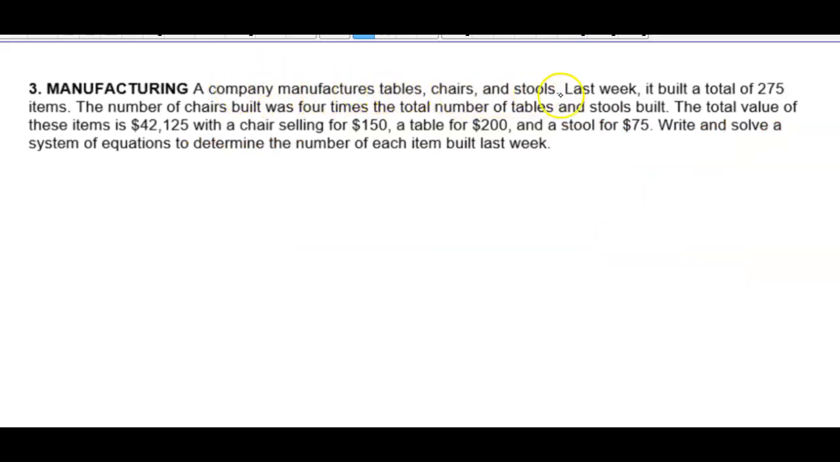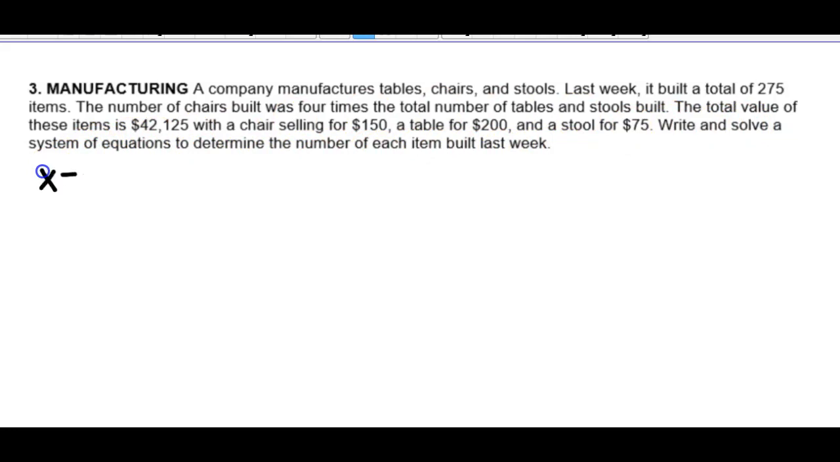Good grief. Okay. And then I have a word problem. Manufacturing. Tables, chairs, and stools. Last week it built 275 items. The number of chairs built was 4 times the total number of tables and stools. The total value of items was a huge number, with a chair selling for 150, table for 200, stool for 75. Write and solve a system of equations to determine the number of each item built.